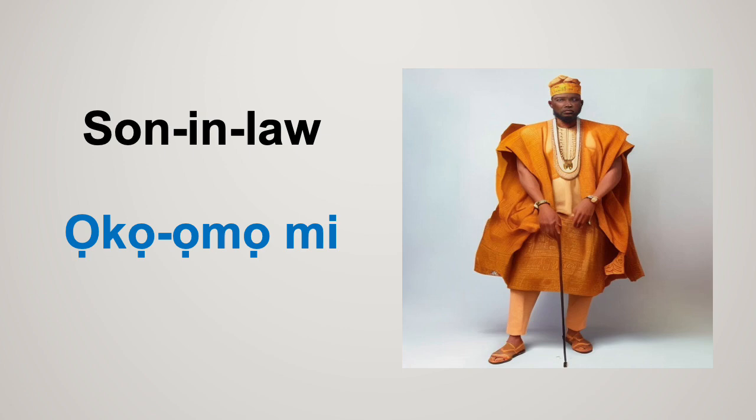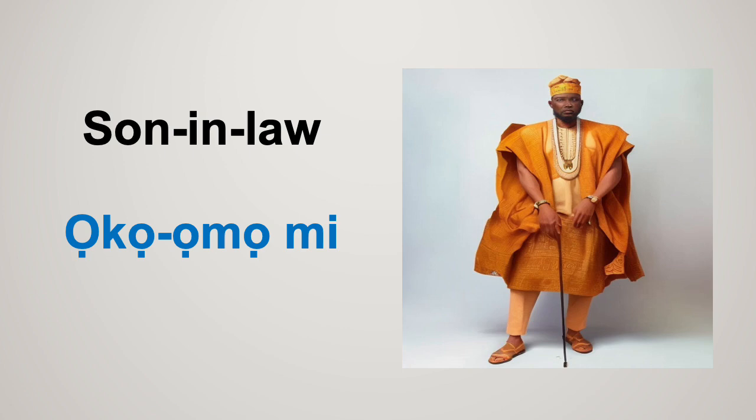Yeah, that's it. So basically, ọkọ means husband and ọmọ means child. So ọkọ ọmọ is husband of child, right? And if you add mi, that indicates the husband of my child. So that's son-in-law in Yoruba.